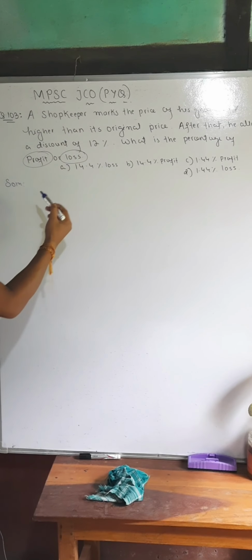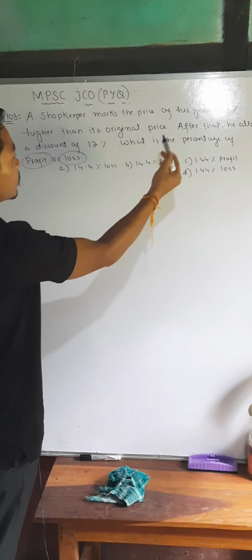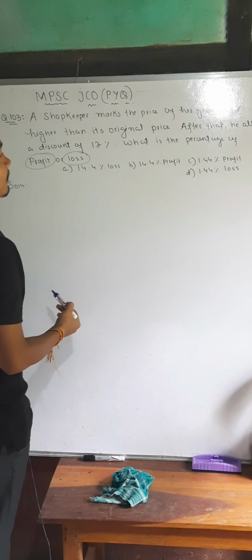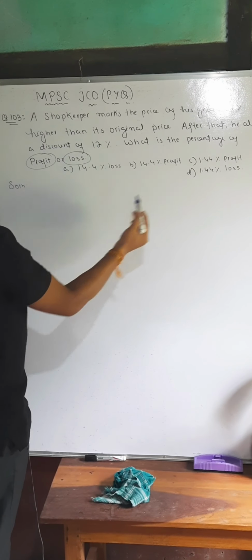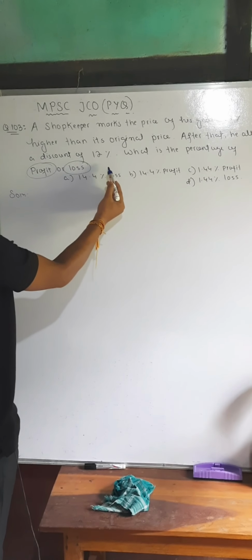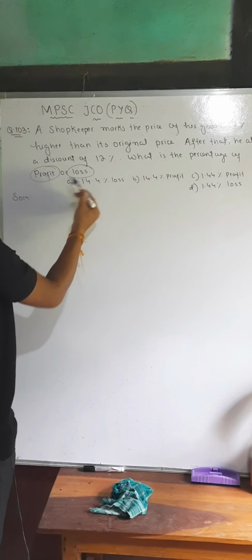So here is our question number 3, 103. A shopkeeper marks the price of his goods 12% higher than its original price. After that, he allows a discount of 12%. What is the percentage of profit or loss?